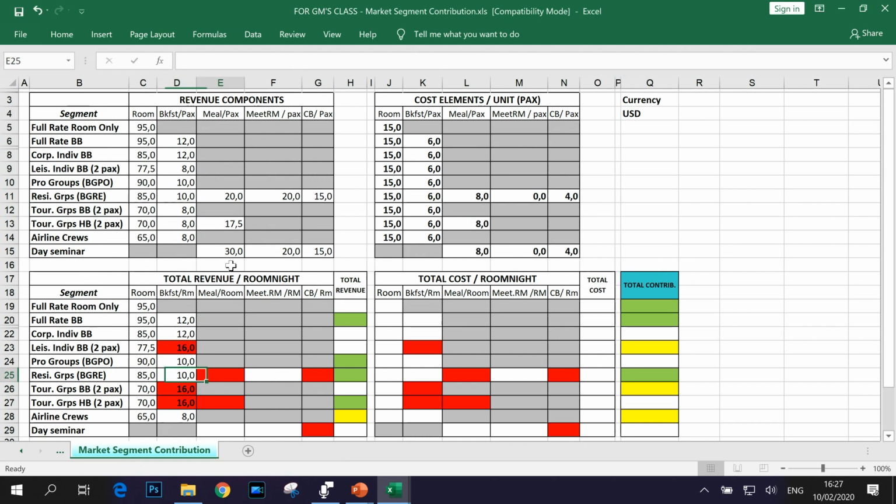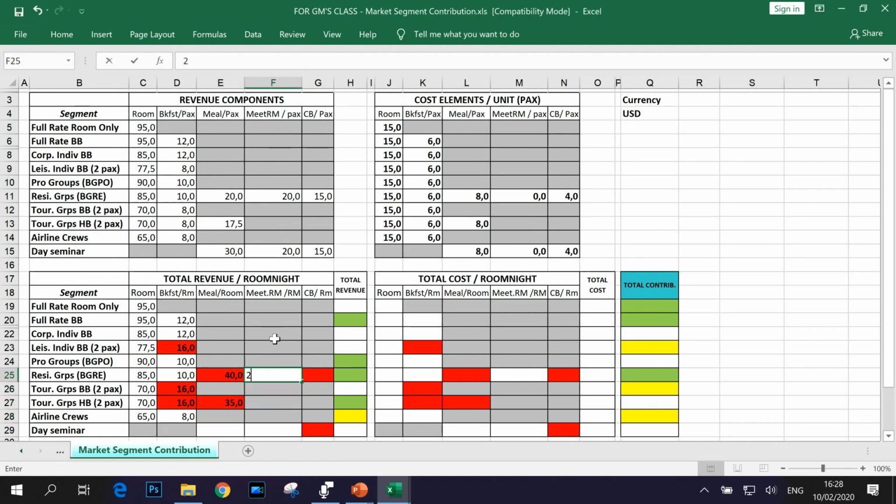When it comes to lunch and dinner, we need to be careful because the residential package usually includes 2 meals, with the exception of the breakfast. So we need to count lunch and dinner, which is twice. So the revenue contribution from the residential package will be 2 times $20, which is 40, because we have 2 meals. And tour group will have only 1 meal because it's half board, but it's double occupancy, so we also need to double 17.5, which is $35.